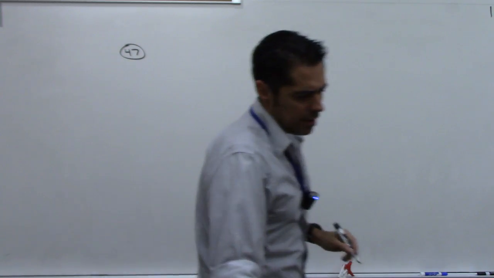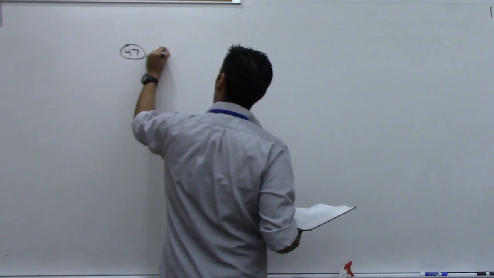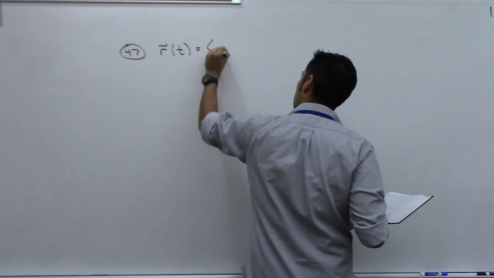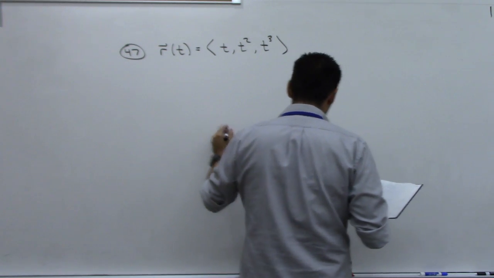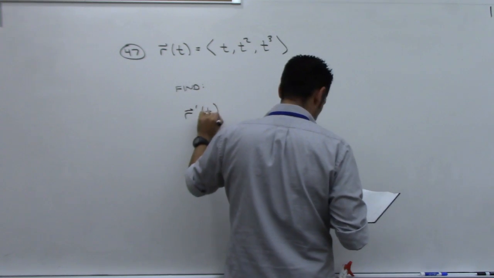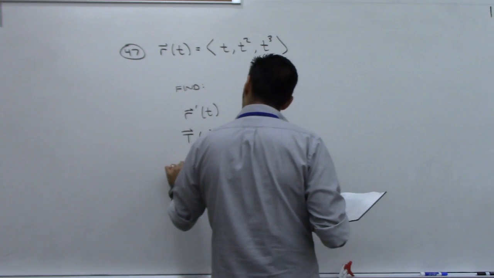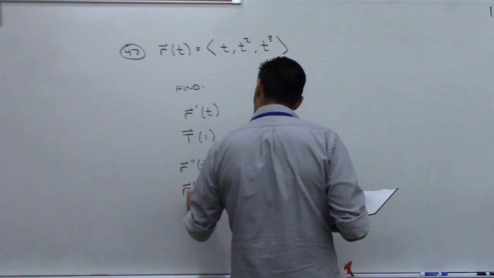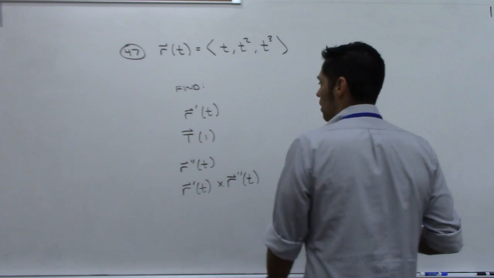So for 47, they give you r of t equals t squared, t cubed. You're asked to find the following: r prime t, capital T of 1, r double prime t, and r prime t crossed with r double prime t. 4 different things.